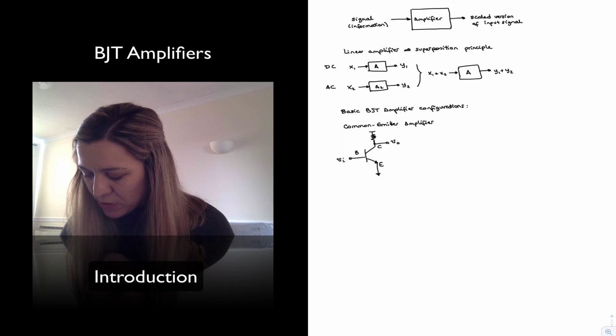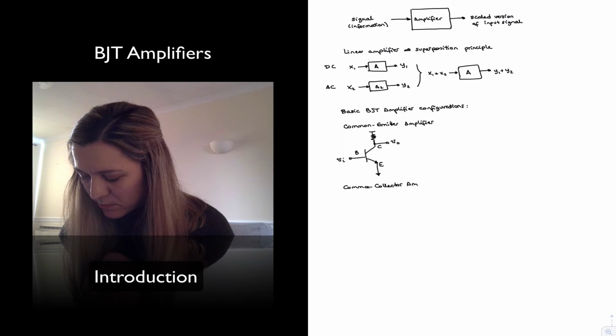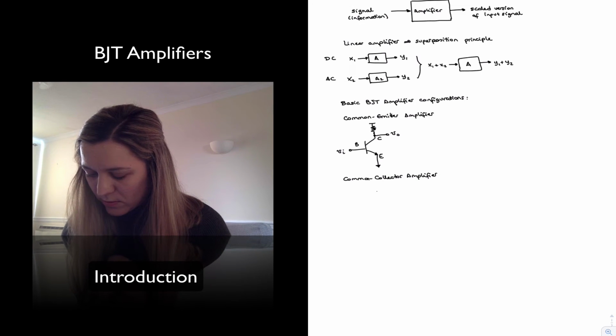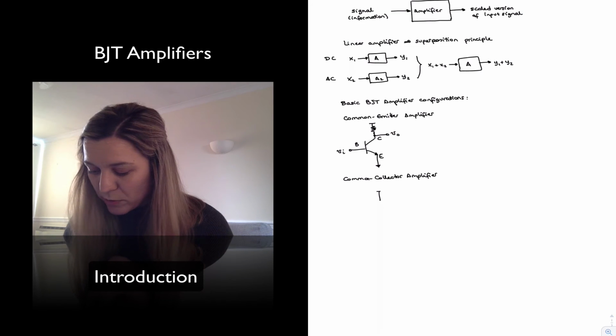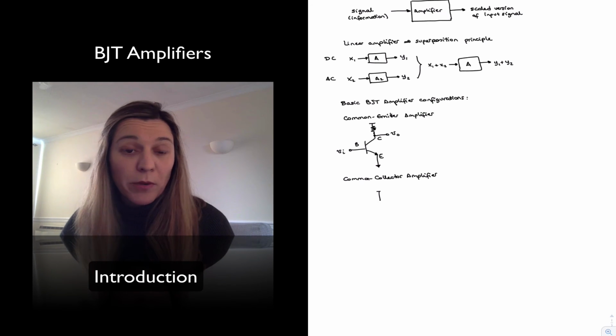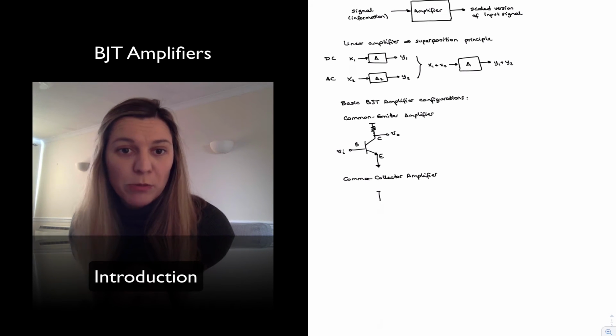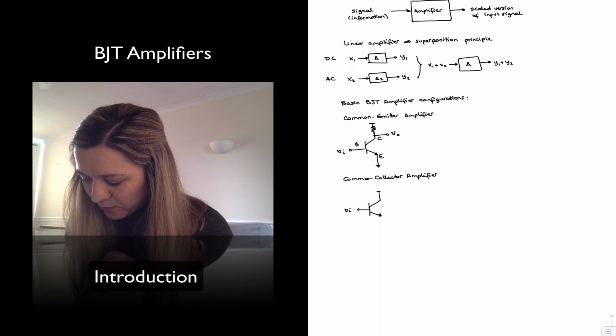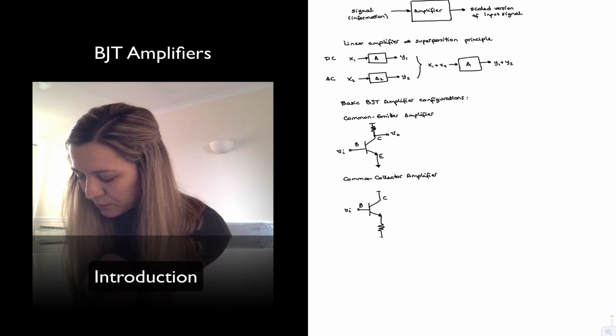Common collector amplifier: the collector becomes the common terminal. Notice I'm tying it to perhaps a DC source, which for signal purposes, AC signal purposes, will be an AC ground, so a signal ground. The input is applied at the base of the transistor, and the output is taken out of the emitter.